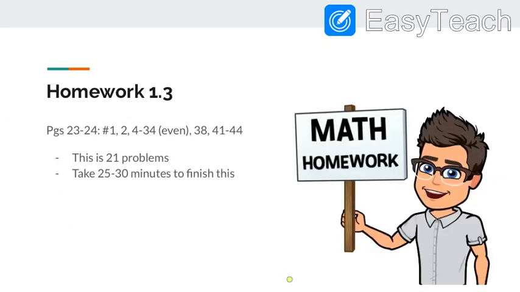Alright, today's homework. It's on pages 23 and 24 in your book. Numbers 1, 2, 4 through 34 evens. So while it looks like 30 problems, it's only 15 problems there. Number 38 and 41 and 40 through 44. This is 21 problems. It'll probably take you about 25 to 30 minutes to finish.